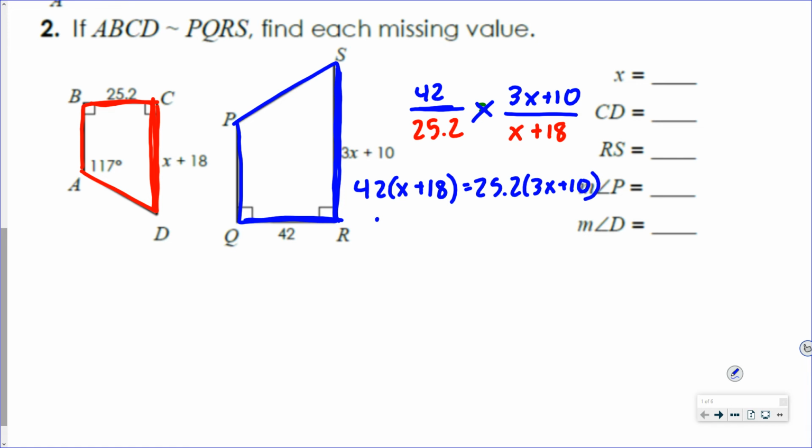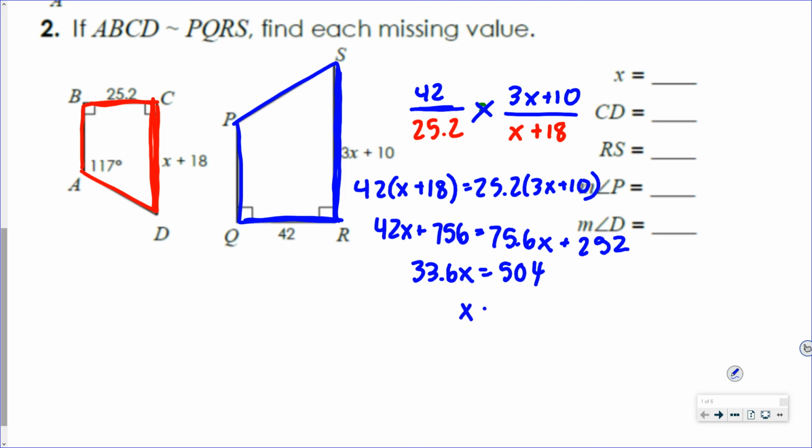Okay, you guys getting pretty solid at solving proportions yet? No? Do we need more practice? Kind of some weird large decimal numbers, no worries. We got this. I got x to be 15. All right, so then to find CD, pretty easy math to do here. CD is x, 15 plus 18, so 33.